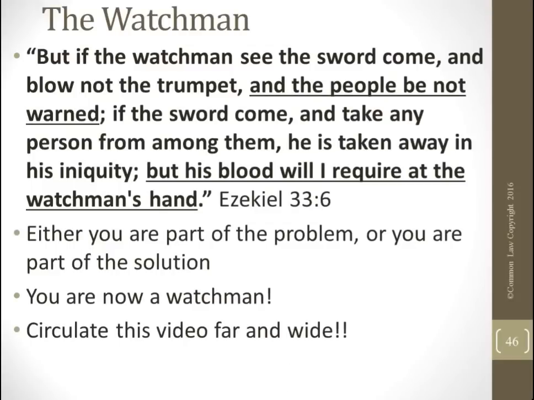But if the watchman see the sword come and blow not the trumpet, and the people be not warned, if the sword come and take away any person from among them, he is taken away in his iniquity. But his blood will I require at the watchman's hands.